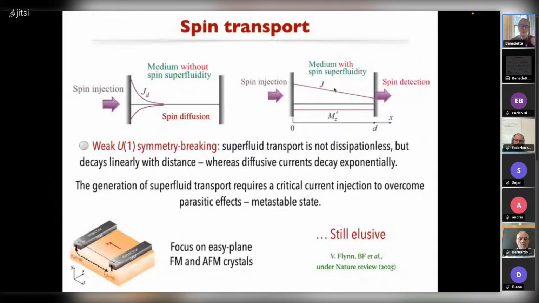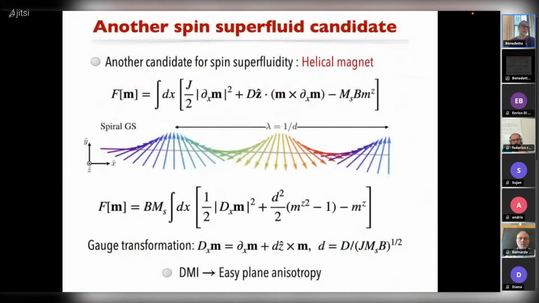So there have been some debates on whether this state exists or not, and there are some claims, not widely believed in our community, that it was found in some easy plane antiferromagnetic system. And soon we are going to have a paper out with some experimentalists in which we claim that it is instead present in another system. But these easy plane ferromagnets and antiferromagnets are just the most canonical example of spin superfluidity.